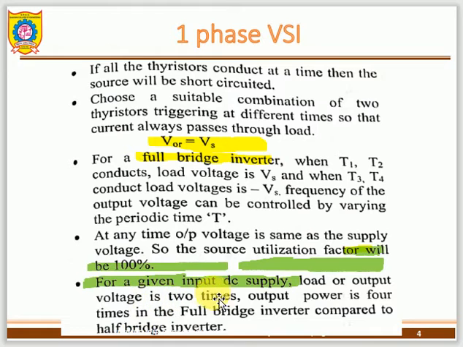So here the input is a DC supply to the load. The output voltage is 2 times, and our output power is 4 times in the full bridge inverter compared to the half bridge inverter. So what is the difference between the half bridge and the full bridge? Full bridge means 4 times the power compared with the half bridge. Output voltage is 2 times compared with the half bridge. Output voltage is 2 times, and when you compare power, it's 4 times.